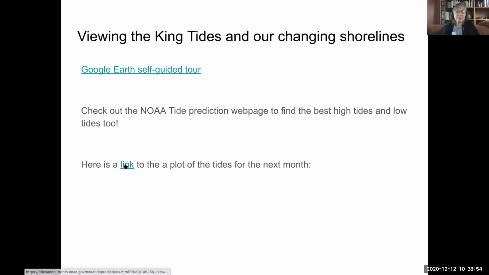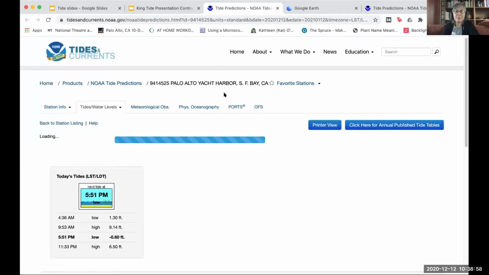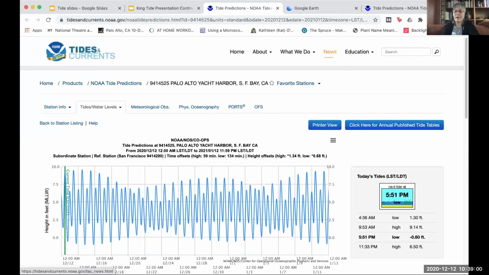But first, I'm going to go to this link, which shares with you how to get tides. Probably a lot of you have looked up tide tables, and there are different websites that'll help you do that. This is NOAA's website.